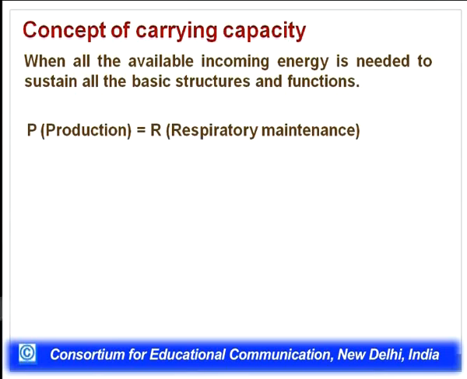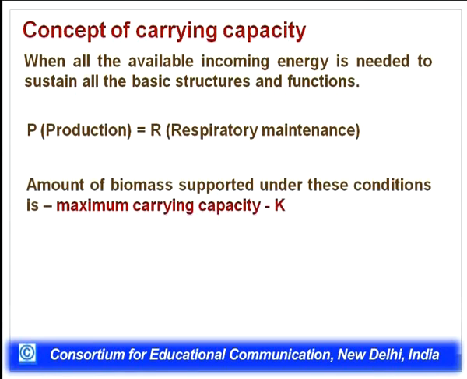So when the amount of energy which is entering, or which is produced, is equal to the energy spent for the maintenance of the ecosystem, then that point is called the carrying capacity. The amount of biomass supported under these conditions is called the maximum carrying capacity and is referred to as K.